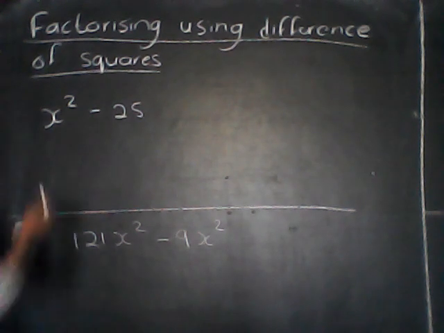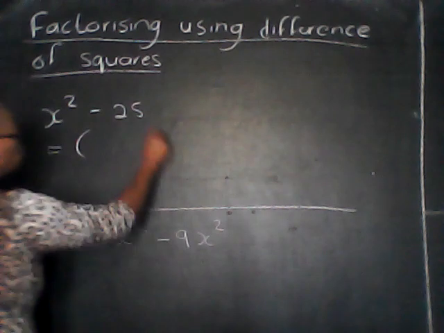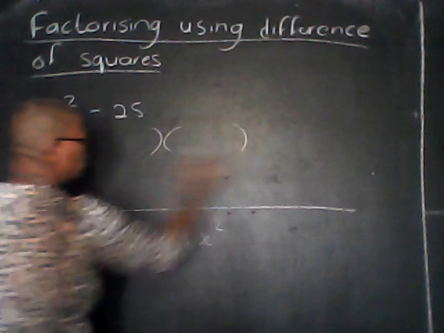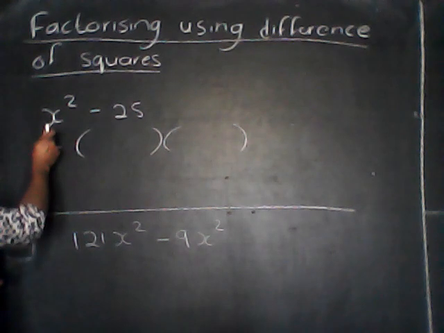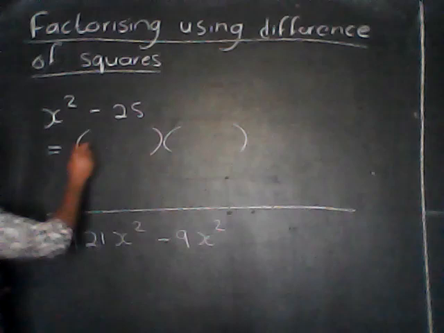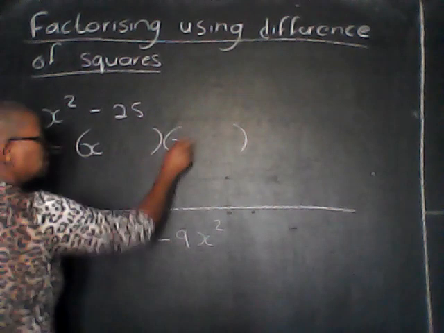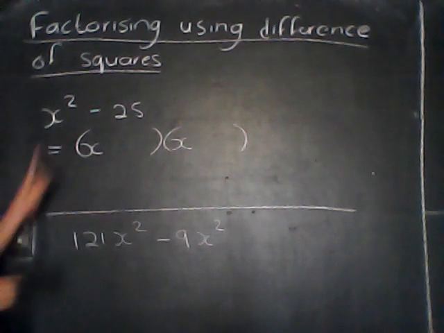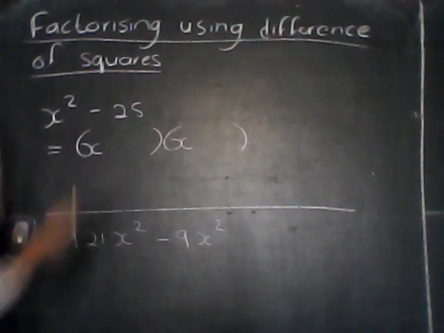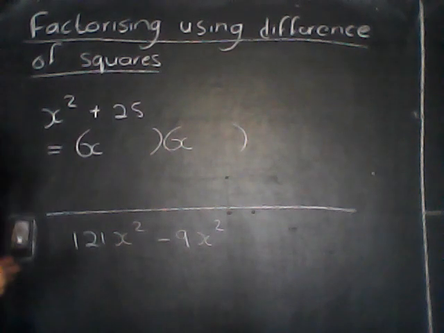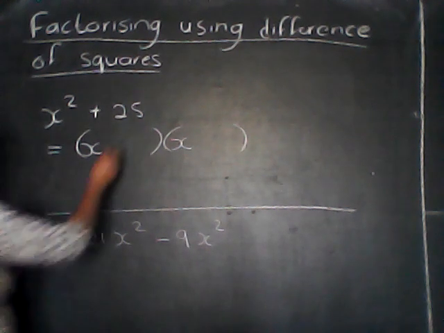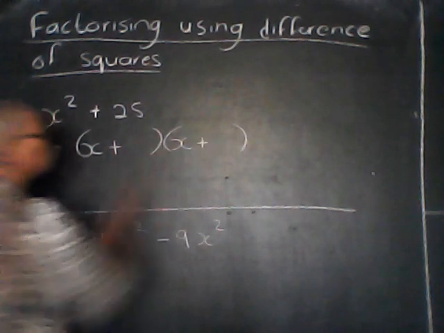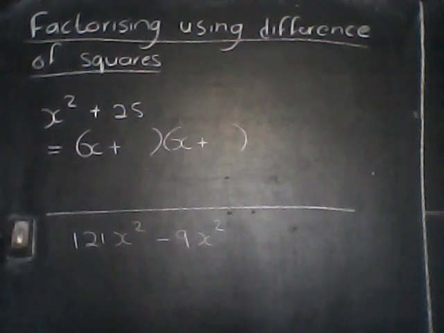The first step is we're going to create two brackets next to each other, no sign in between. So we're going to break up x squared, and x times x gives us x squared. So in this bracket, we have an x, and in that bracket, we have an x. Let's make this a positive, because the next one is a negative. So this is plus 25. So both brackets are going to be positive because a positive multiplied by a positive gives us a positive.